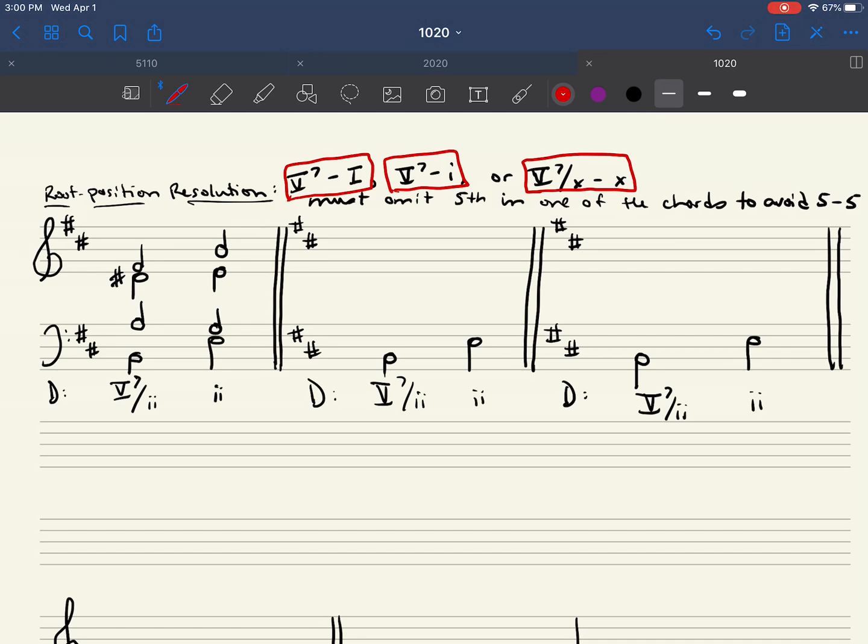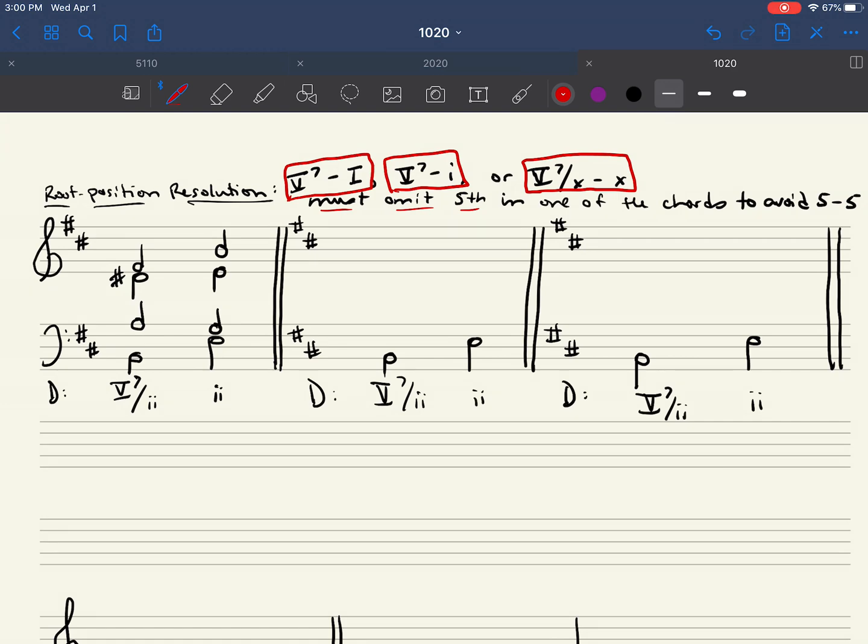If we resolve every tendency tone properly, so the local leading tone resolves up and the seventh of the chord resolves down, and we try to get full complete chords for both the 5/7 and the 1, we'll have problems of parallel fifths. So to avoid this, we must omit the fifth in one of the chords to avoid the parallels.